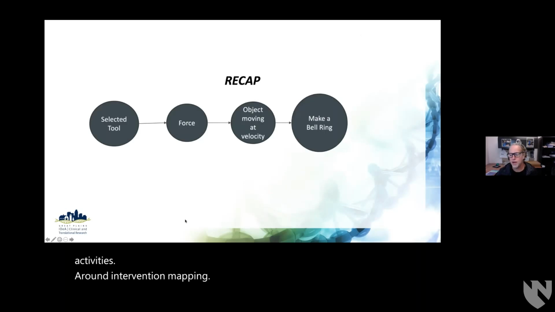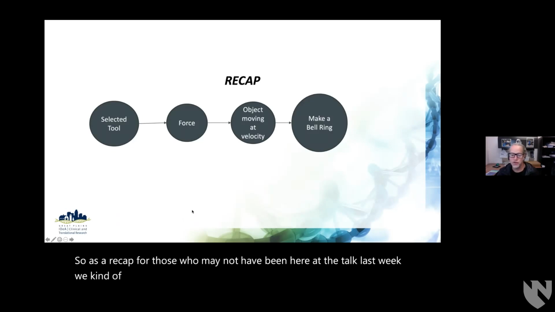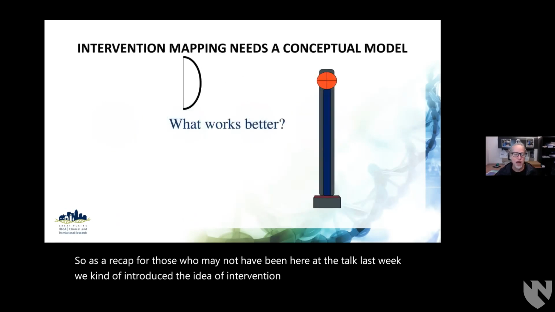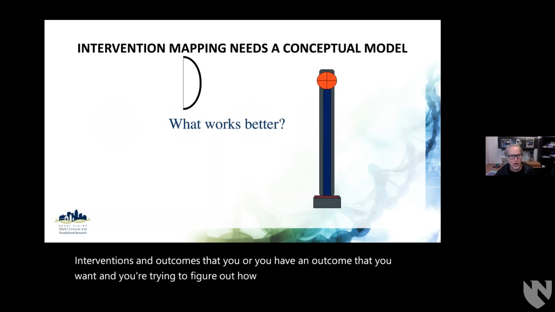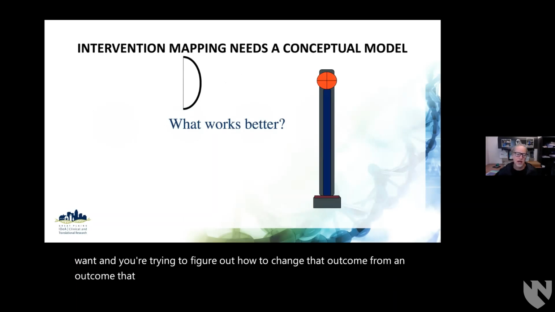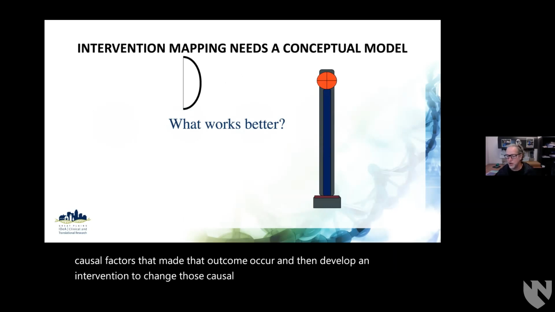So as a recap, for those who may not have been here at the talk last week, we introduced the idea of intervention mapping. If you have an outcome that you want, and you're trying to figure out how to change it from an outcome that you didn't want, you need to come up with what were the causal factors that made that outcome occur, and then develop an intervention to change those causal factors in the hopes that you change the outcome.